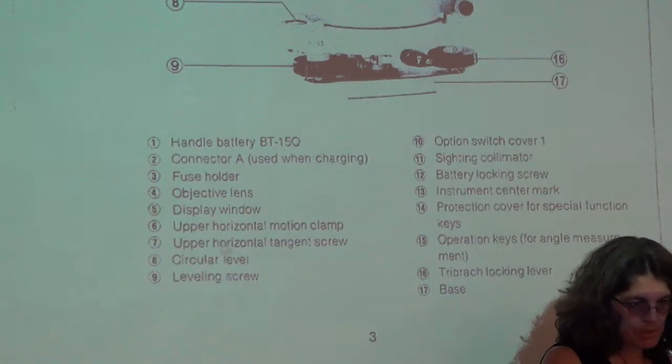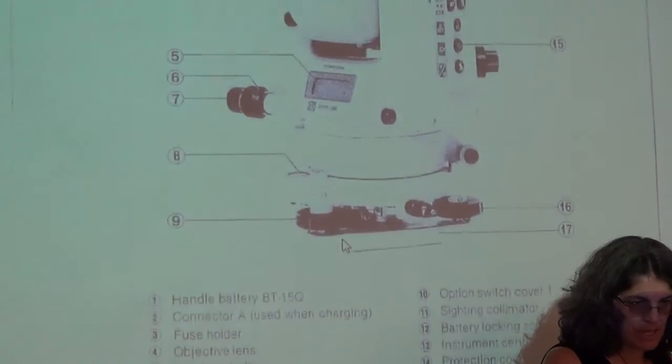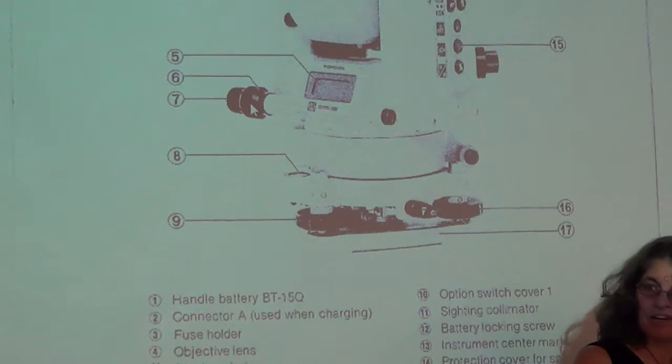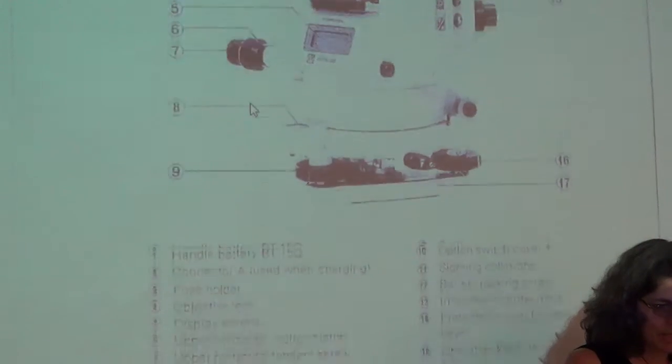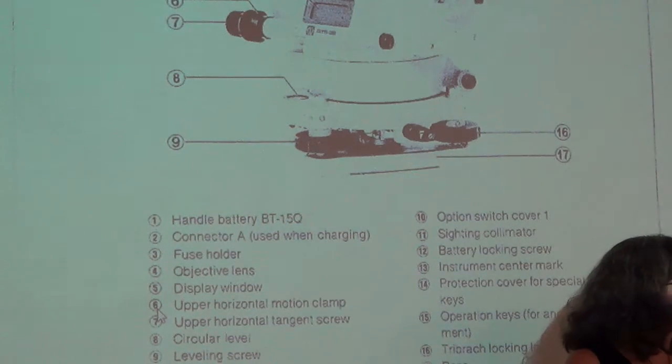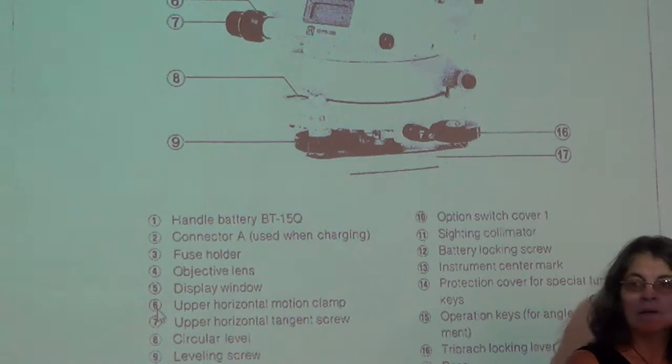Maybe I'm wrong, because look, 7 says the tangent screw, and 6, oh yeah, look, 7 is here, and 6 is here, they're both on the same spot. So wait, 6 is motion, tangent, so this one's the lock, 6 is the lock, this one's the lock, is that what I said? Yep. This one locks, and this is the one, okay?